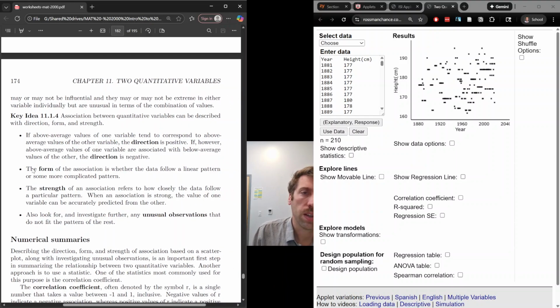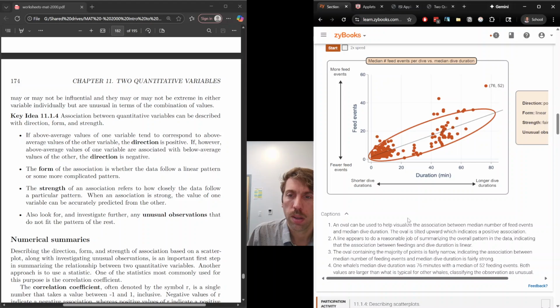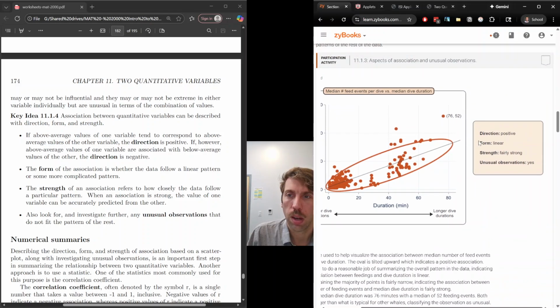Okay, so the key idea is that association between quantitative variables can be described with direction, form, and strength. So direction, form, strength, and unusual observations. And going back to the Zai book, if you look at describing it right here: direction, positive; form, linear; strength, fairly strong; unusual observations, yes. Turning those into full sentences is the way to answer some of the problems coming up.